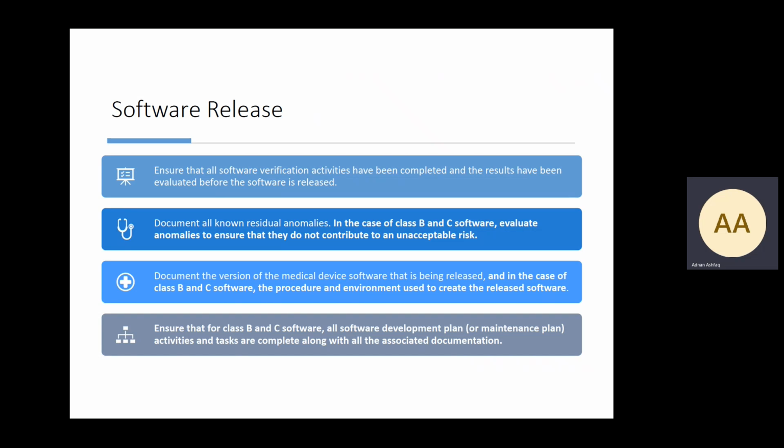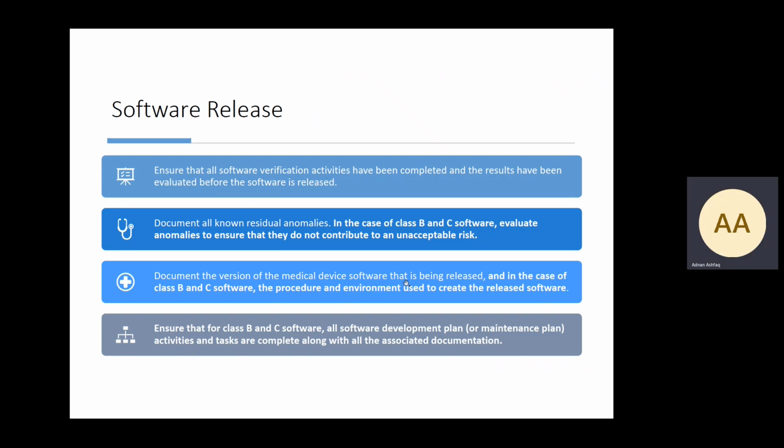Then we get to software release. Ensure that all software verification has been completed and results have been evaluated before the software is released. And you can do that with a software release statement, which can be like a checklist. Before you release the software, what kind of things have been tested and evaluated from common practice. And then document all known residual anomalies. In the case of Class B software, evaluate anomalies to ensure that they do not contribute to an unacceptable risk.